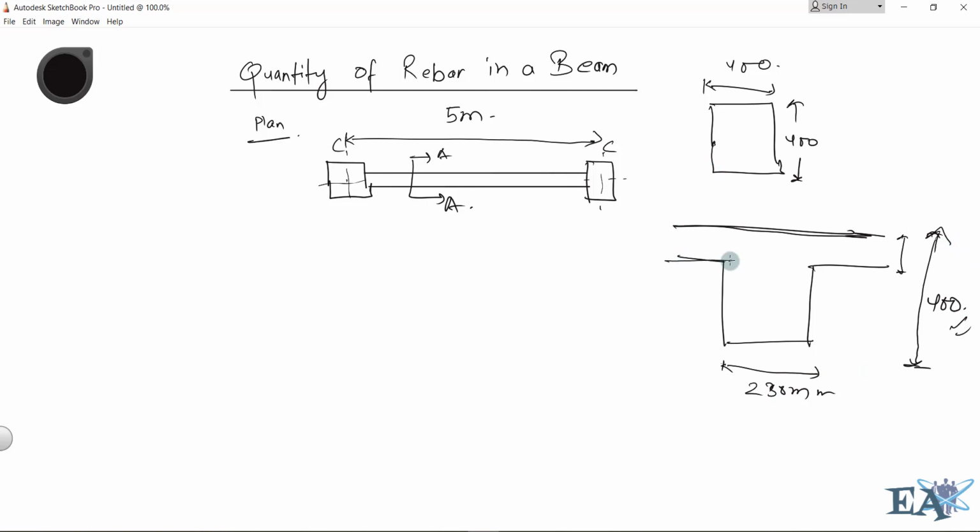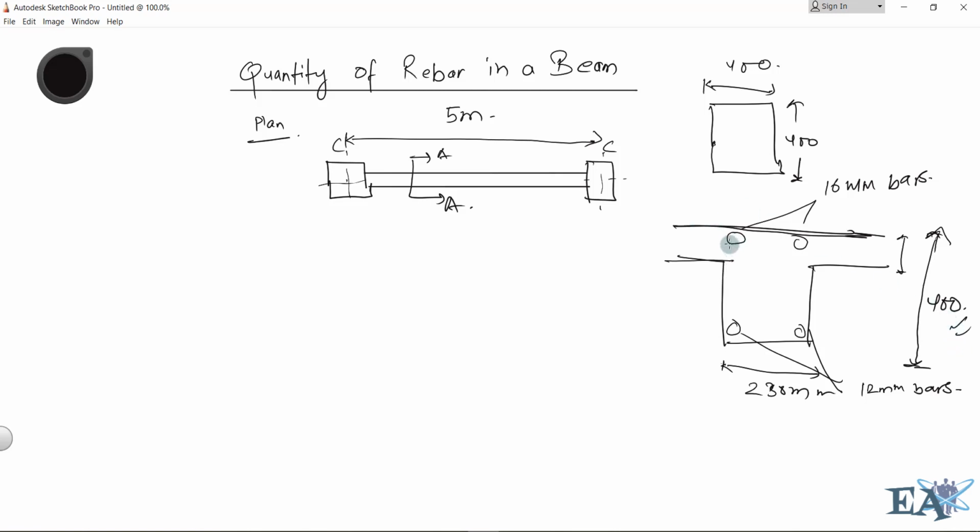Now let me add the reinforcement. It has 2 bars at the top and 2 bars at the bottom. The 2 bars at the top are 16 mm bars, and the 2 bars at the bottom are 12 mm bars. So 16 mm bars at the top and 12 mm bars at the bottom.